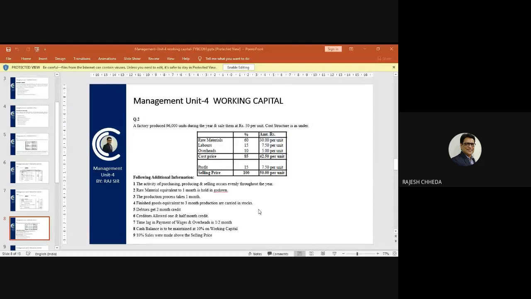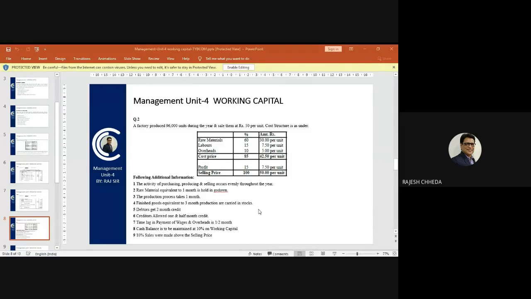So on screen, you can see question number 2 of working capital. A factory produced 96,000 units during the year. Read properly, that information is given for the year, and they sell them at rupees 50 per unit. The cost structure is as under.